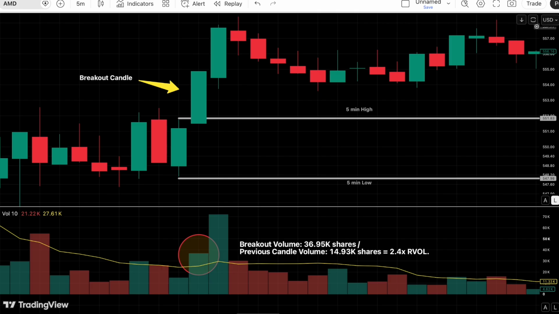Look at this real market example on AMD. The candle before the breakout had a volume of 149,300 shares. The actual breakout candle slammed the tape with 369,500 shares. That is nearly 2.4 times the volume. That is the footprint of a large institution, like a pension fund or a major hedge fund, aggressively executing a buy program. When you see a multiplier like that, the probability of a fakeout drops significantly because there is a wall of money protecting your entry price.